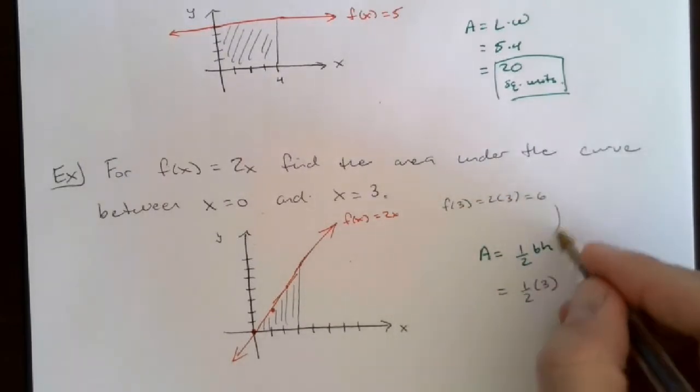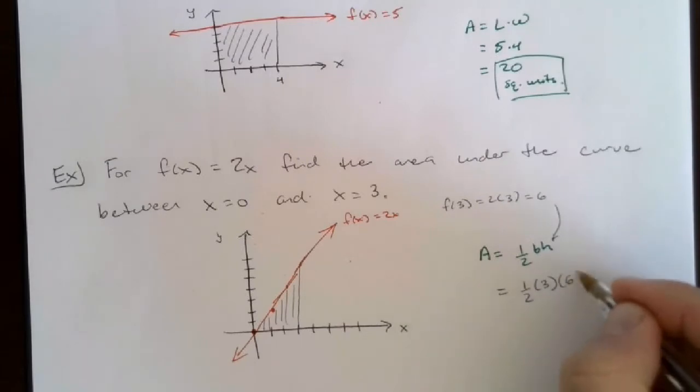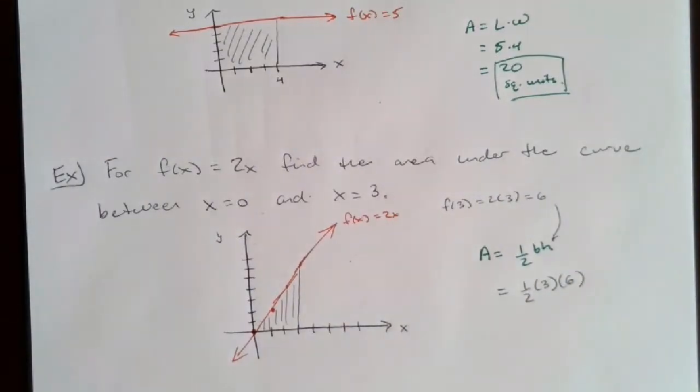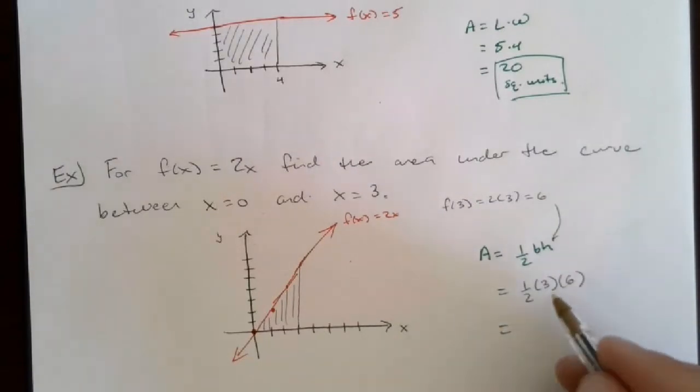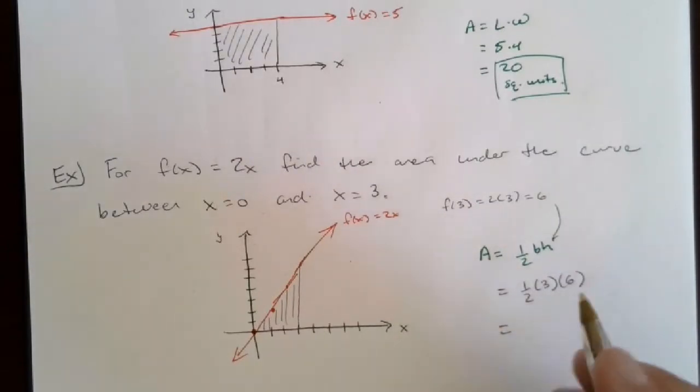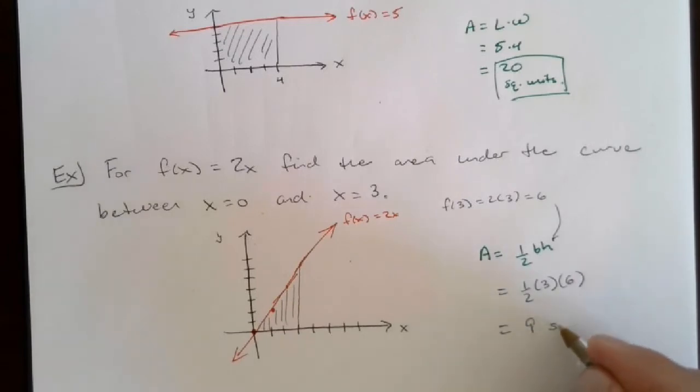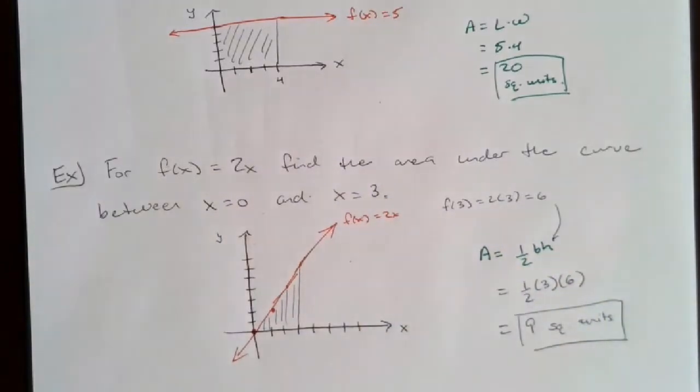So the height is going to be 6. And then we're multiplying together 1/2 times 3 times 6. 3 times 6 would give you 18, divided by 2 is 9. This is 9, again, square units. So the area under this graph, right, between 0 and 3 is 9 square units.